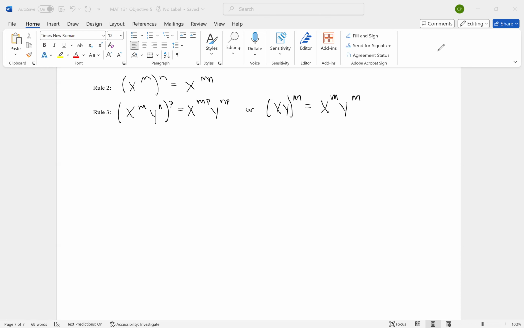All right, for rules 2 and 3, they are kind of similar, all right? So we're going to look at these together.